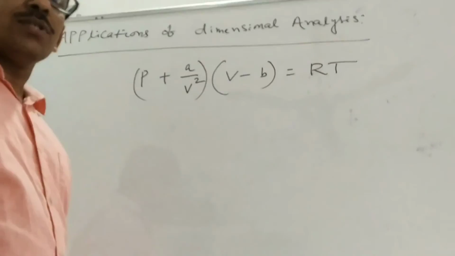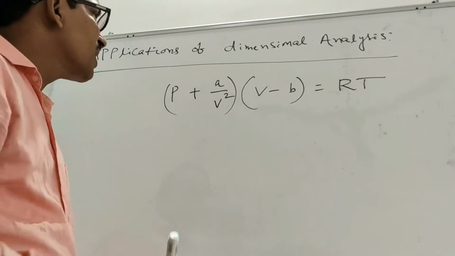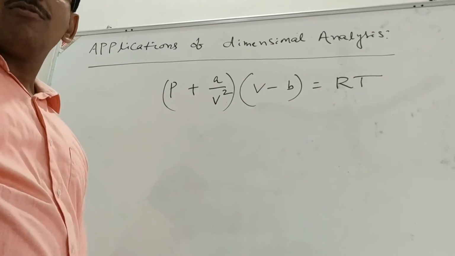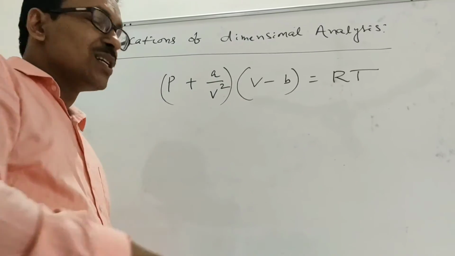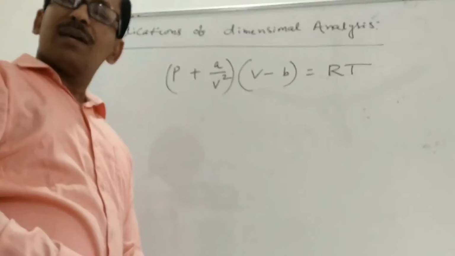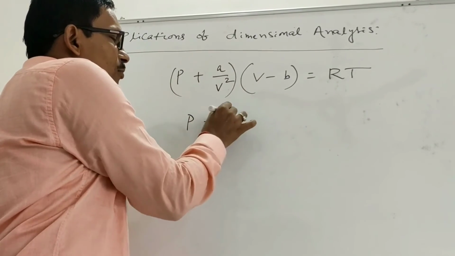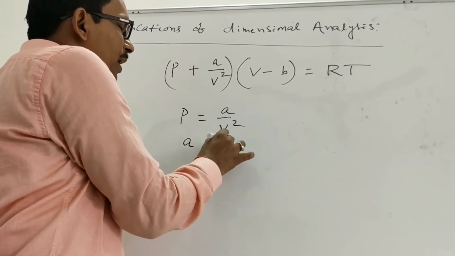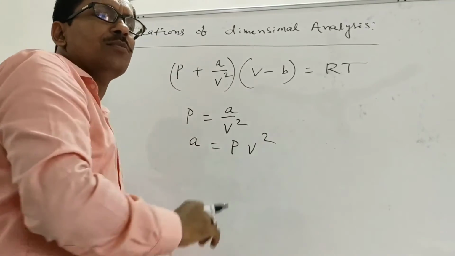Okay. Now suppose you have solved. Let us check the answer. Now how will you find P plus A by V square? These two terms are added. What I told you, terms are added provided they have the same dimensional formula. So the dimensional formula of P will be the same as the dimensional formula of A by V square. So P is equal to A by V square and A is equal to P into V square. That means dimension of A equals dimension of P into dimension of V square.